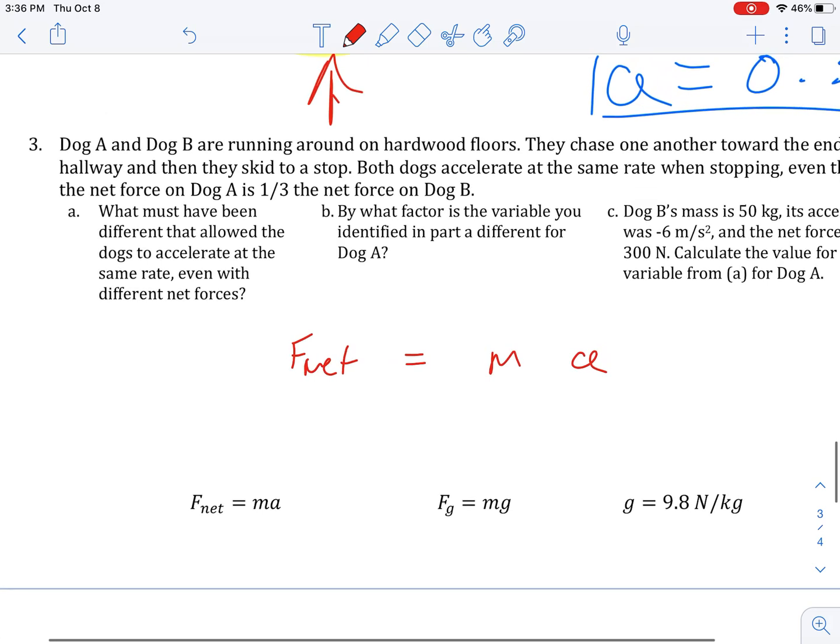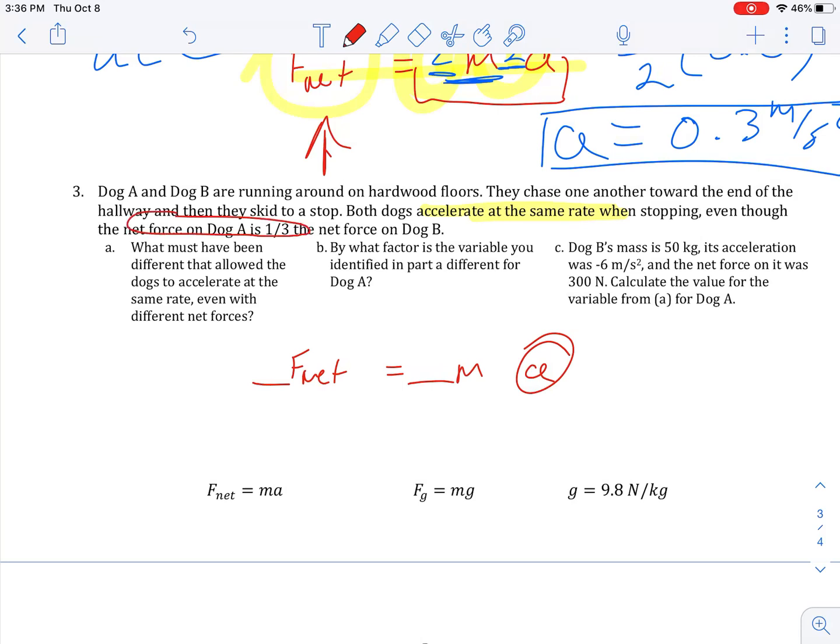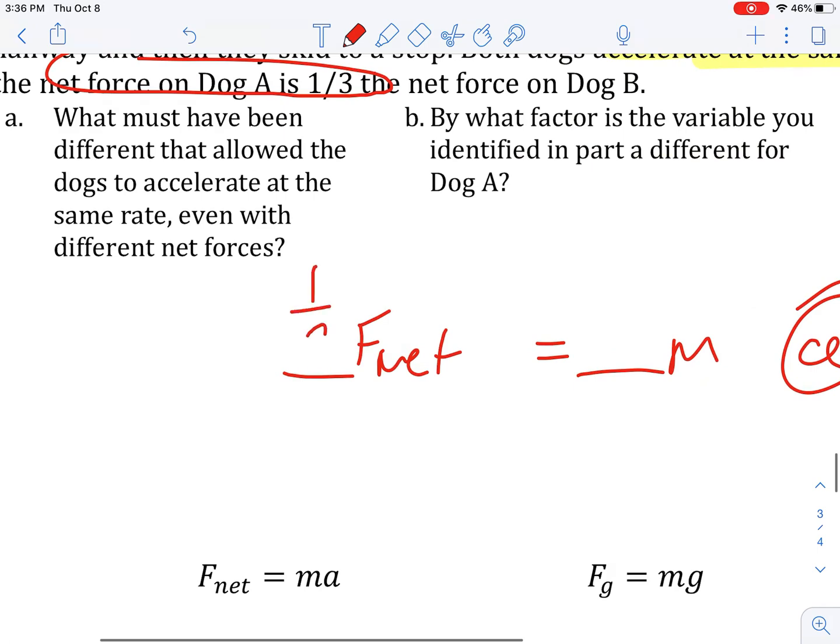There we go. All right, what is constant? Dog A and B, they're running, end of the hallway, skid to a stop. Both dogs accelerate at the same rate. There it is. I found it. They accelerate at the same rate. So that is the constant thing. So these are the things that are changing. And we see here the net force on dog A is 1/3 the net force on B. So we're going to do 1/3 here.